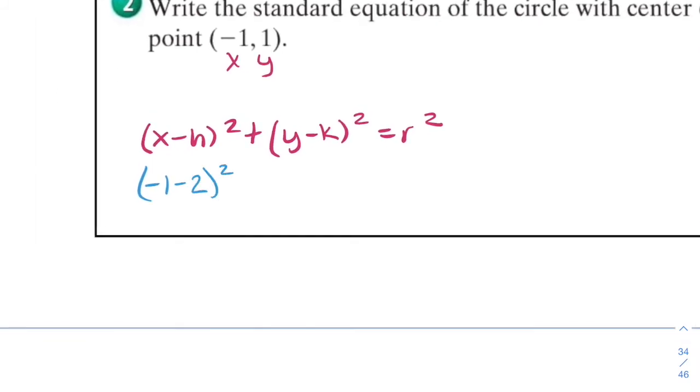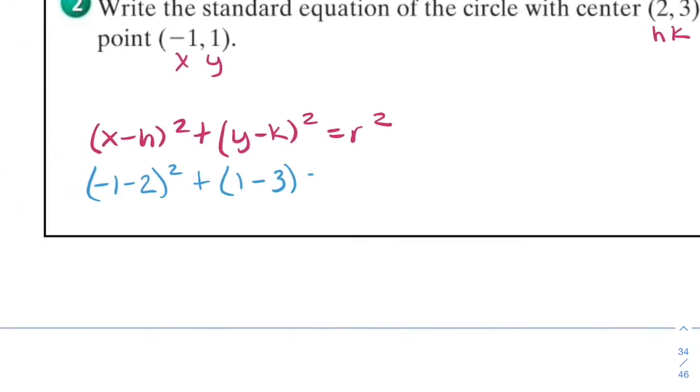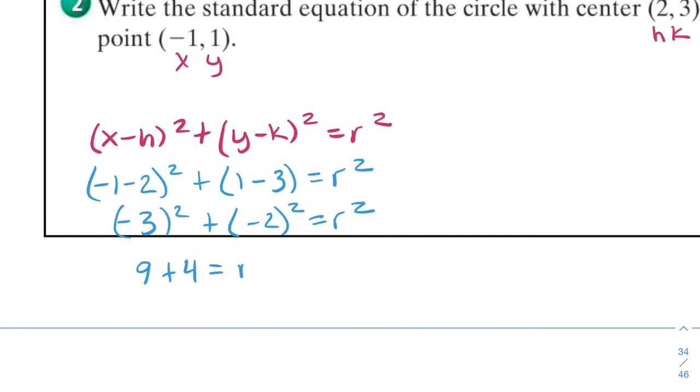So there you go. Plus y, which is 1, minus k, which is 3, equals r squared. So -3 squared plus -2 squared equals r squared. 9 plus 4 equals r squared. 13 equals r squared. You don't need to do anything else. You have your r squared already.